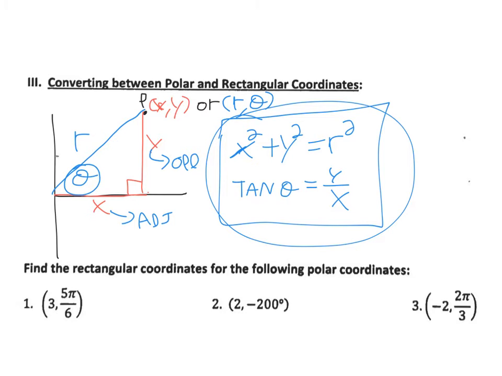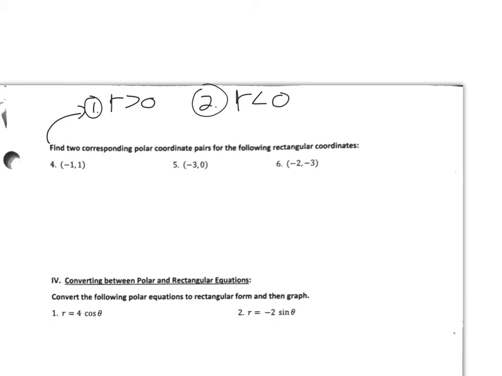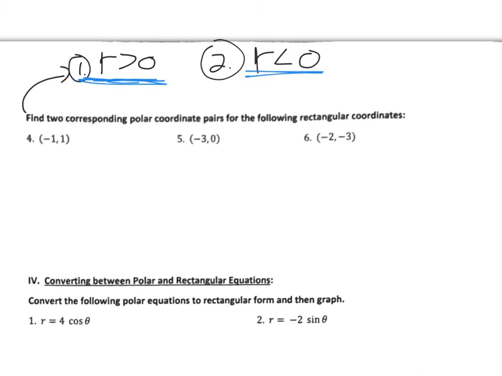So let's go to the next page. All right, so here's the next page. You can see now I have x and y. I want to get r and theta, which still gives me the same exact location. The directions say let's find two corresponding polar coordinate pairs for the following rectangular coordinates. We'll always do this: let's find an equivalent location on the polar system where r is positive and where r is negative. Okay, so let's do these.